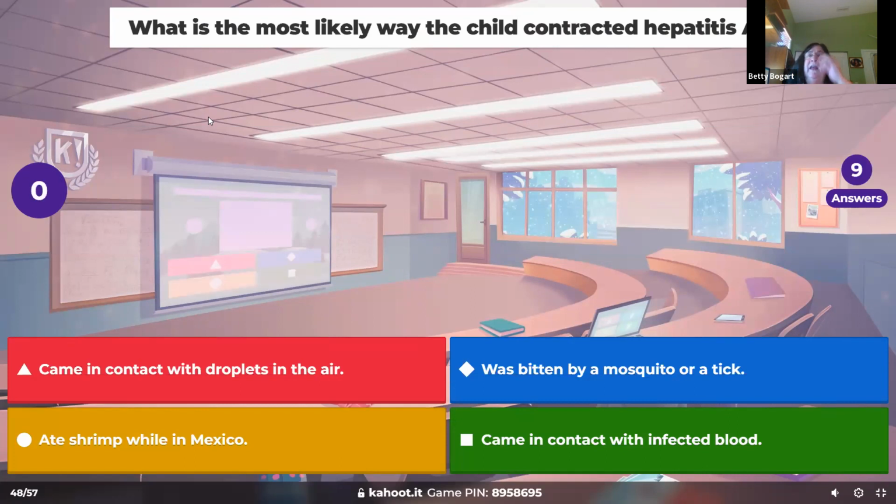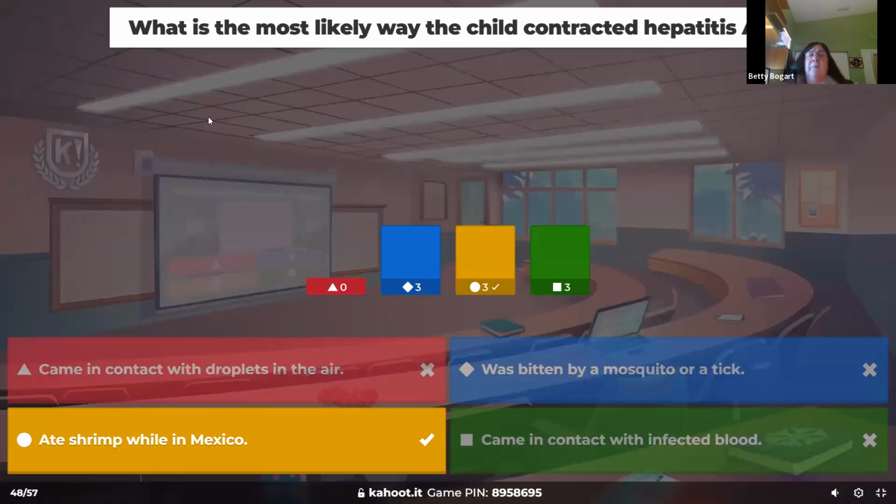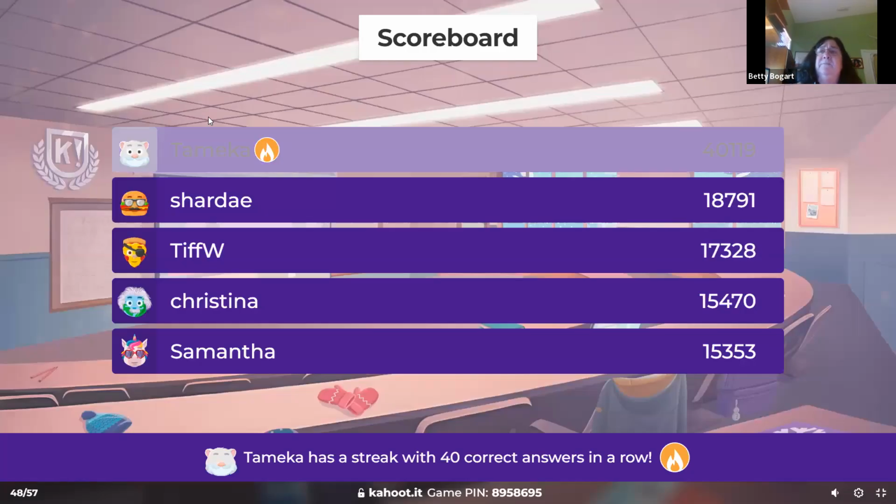I mean, we think it has to do with blood and body secretions. That is your BC. This is a shrimp. This has to do with shrimp carrying the hepatitis.